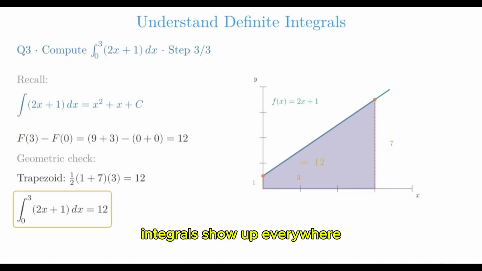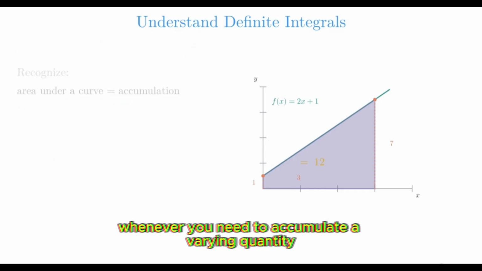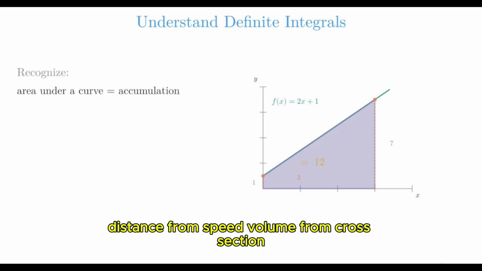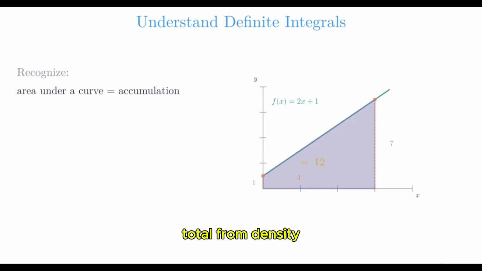Integrals show up everywhere. Distance from speed, work from force, probability from density. One idea, endless applications. Whenever you need to accumulate a varying quantity, distance from speed, volume from cross-section, total from density, you're looking at a definite integral.